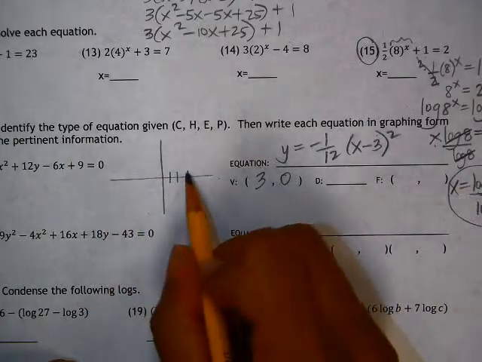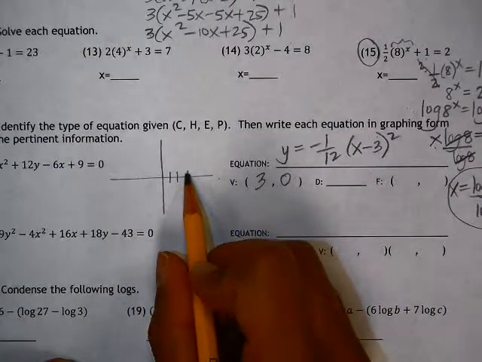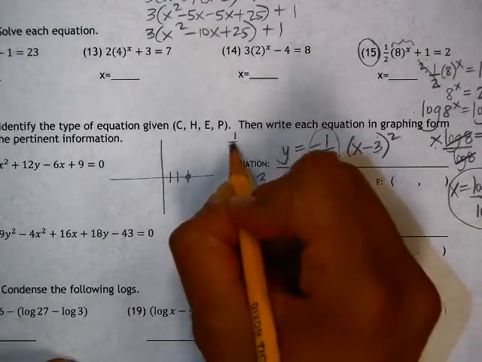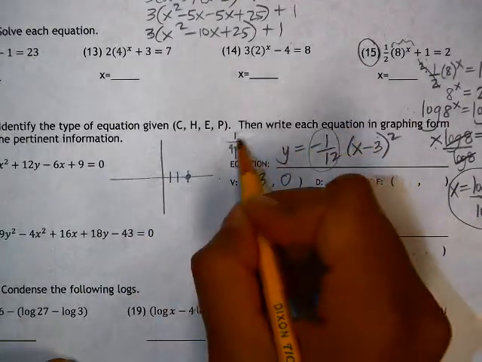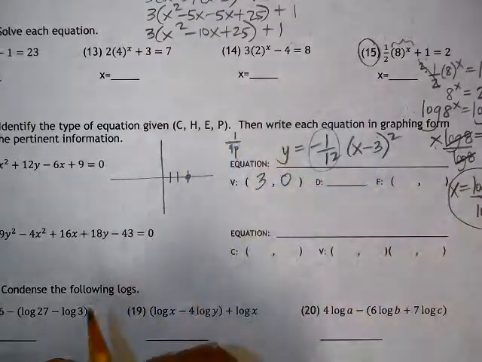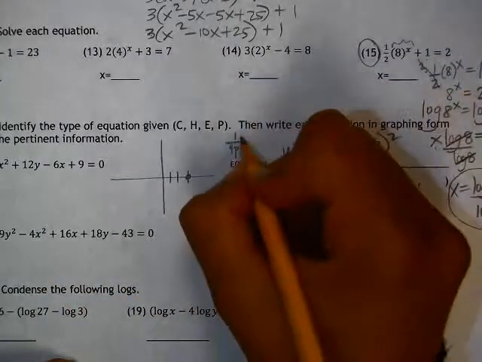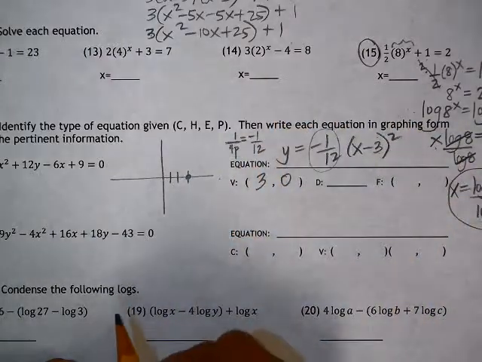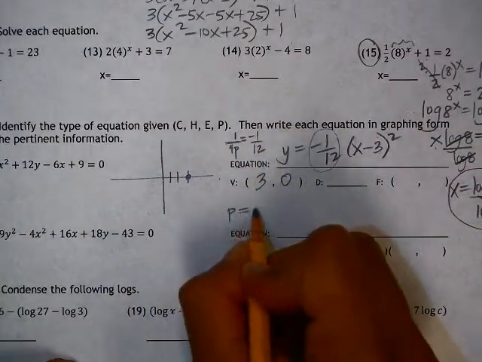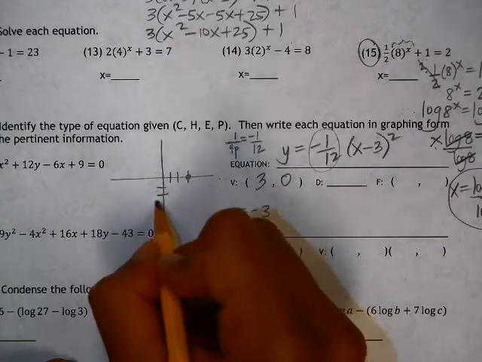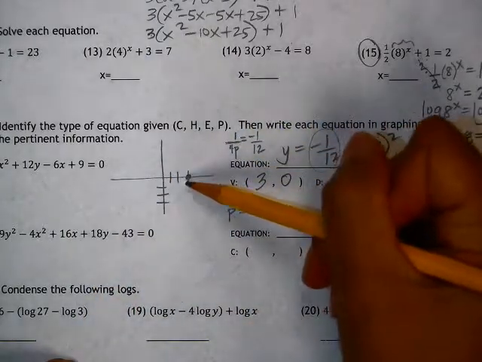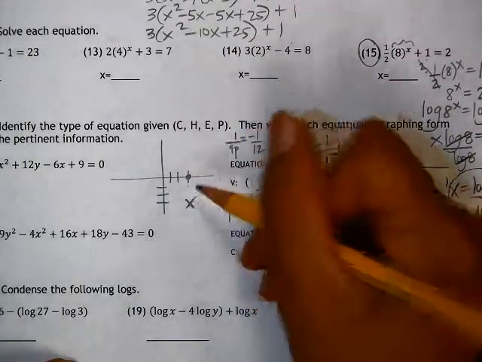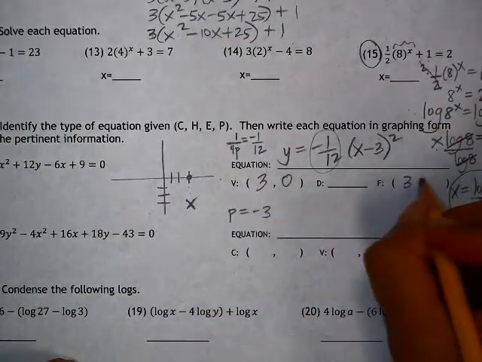But in order to figure out where the focus of the parabola is, I need to know what my p-value is. This number here is equal to 1 over 4p. If 1 over 4p is equal to negative 1 over 12, p would have to be equal to negative 3. So if my p-value is equal to negative 3, I need to count negative 3 from the vertex in the vertical direction. So this is where my focus will be, at the point (3, negative 3).